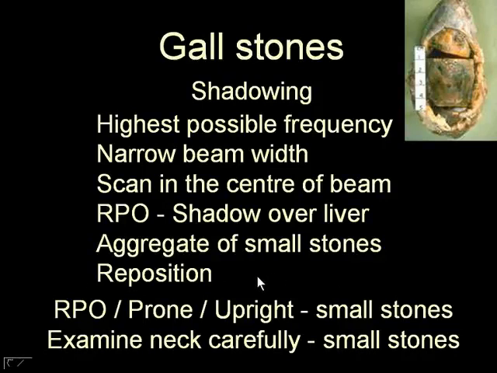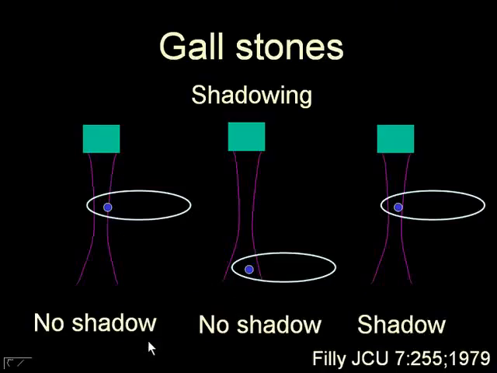An aggregate of small stones often shadows better than each one of those small stones individually. Reposition, because sometimes with the positional shift itself, the shadow comes in well. So we need to be liberal with the use of right posterior oblique, prone and upright positions for small stones, and examine the neck carefully for small stones.